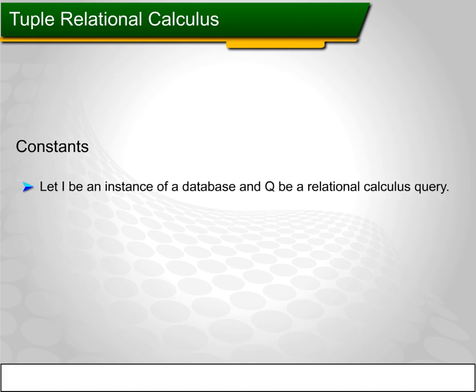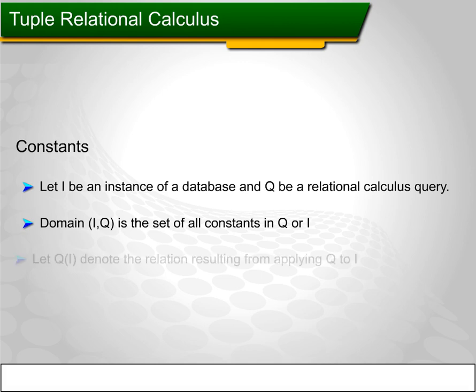Constants. Let I be an instance of a database and Q be a relational calculus query. Domain(I, Q) is the set of all constants in Q or I. Let Q(I) denote the relation resulting from applying Q to I.